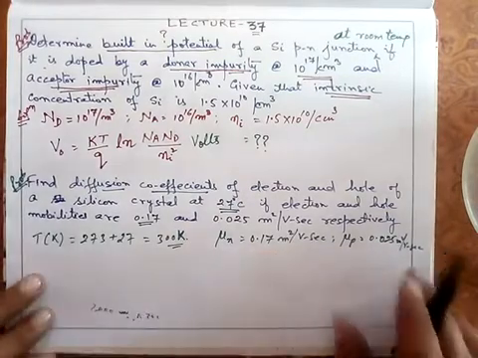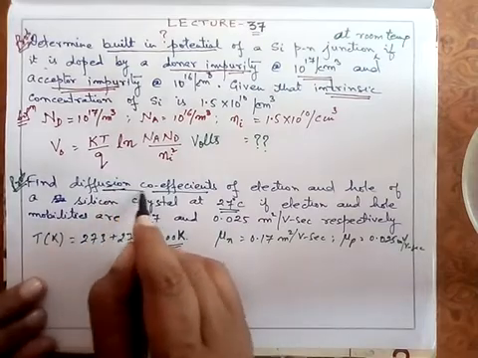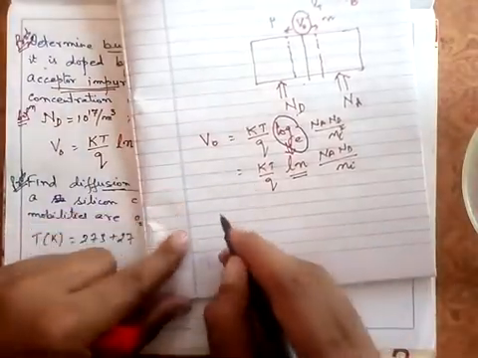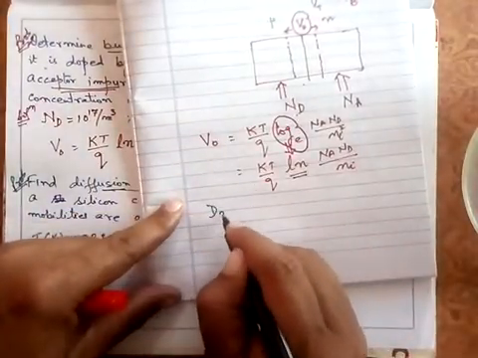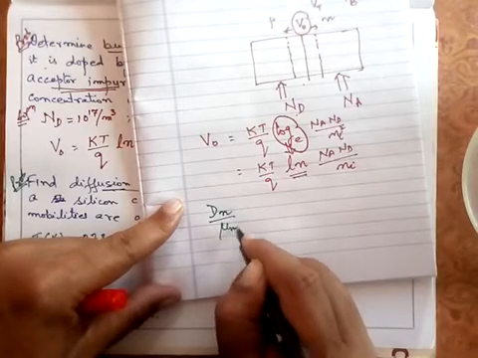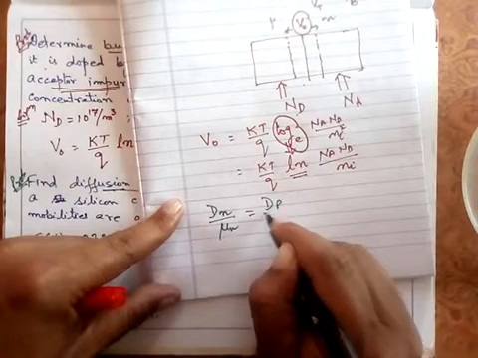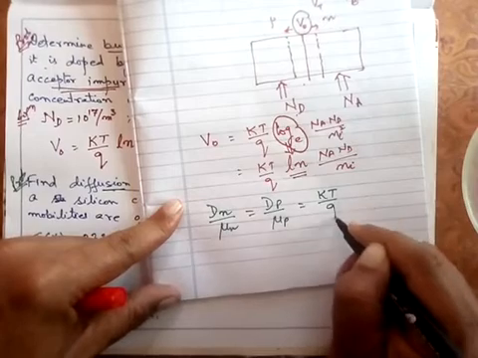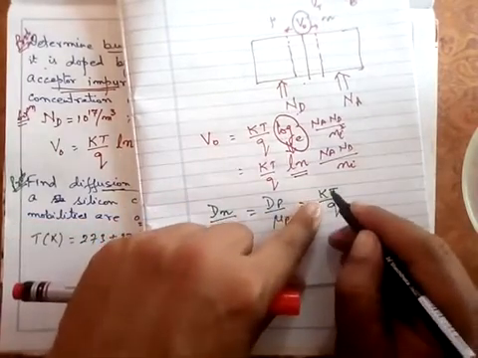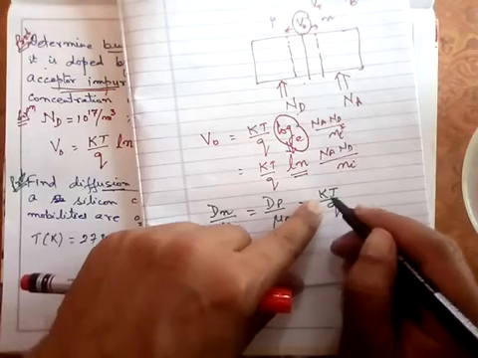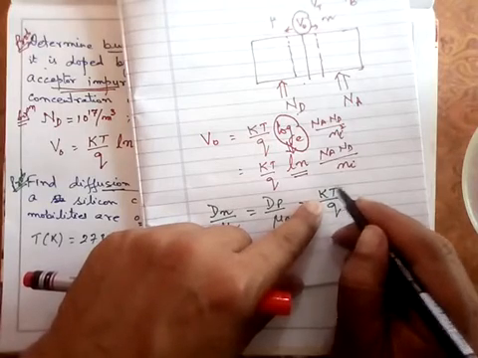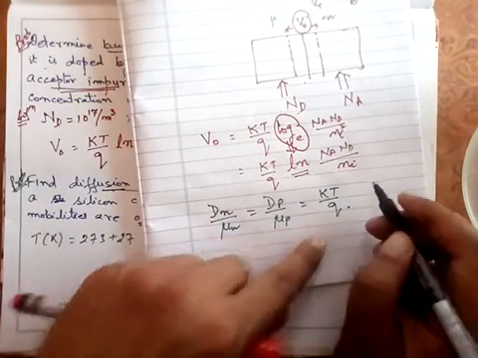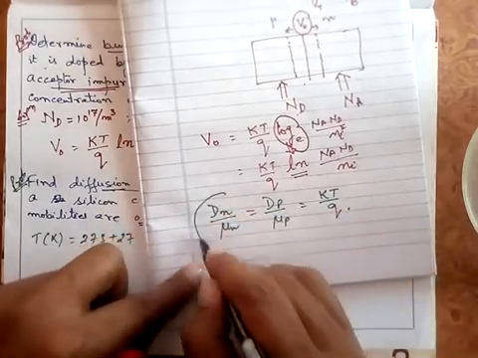This is given to you, and it has been asked to find the diffusion coefficients. Now what are these diffusion coefficients? Let's recall. I told you that the Einstein relationship says that Dn upon mu n is equal to Dp upon mu p is equal to kT upon q. Of course, k is the Boltzmann constant, 1.38 into 10 to the power minus 23 joule per Kelvin. T is the temperature. q is 1.6 into 10 to the power minus 19 coulomb.